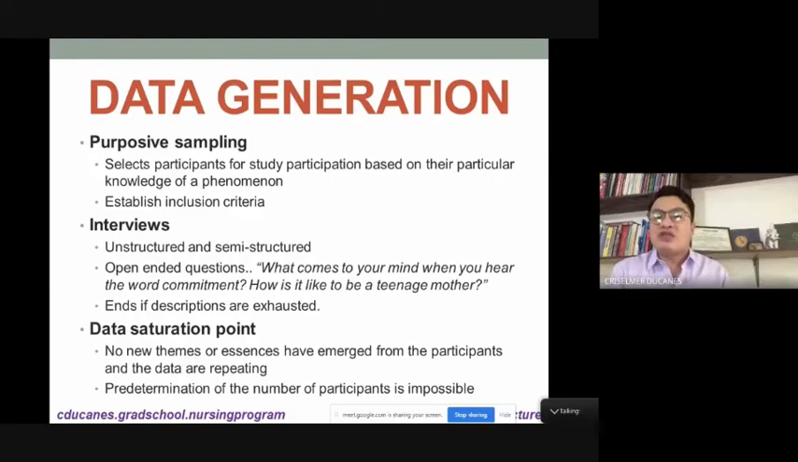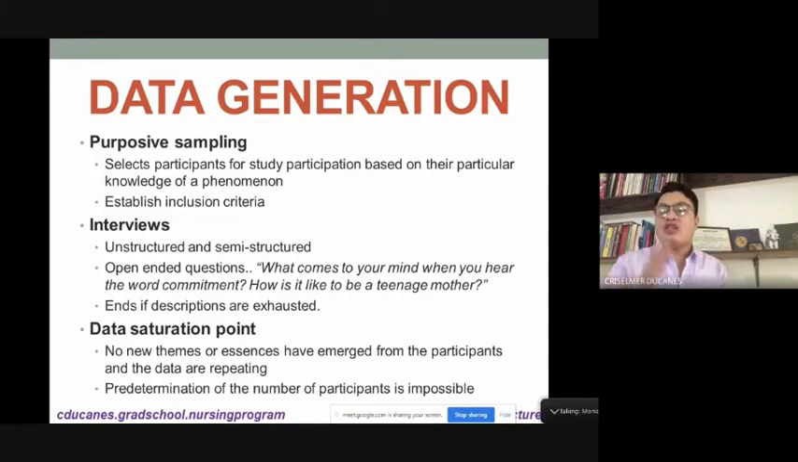So what is the data saturation point? This is also another controversial topic in your phenomenological study. So where do you identify that you are saturated with the data? If no new themes or essences have emerged from the participants and the data are repeating, predetermination of the number of participants is impossible. This applies to the number of participants that you want to participate in your study. So in your pre-oral defense, in a phenomenological study, you are not supposed to state the number of participants you need. It depends on the data saturation point.